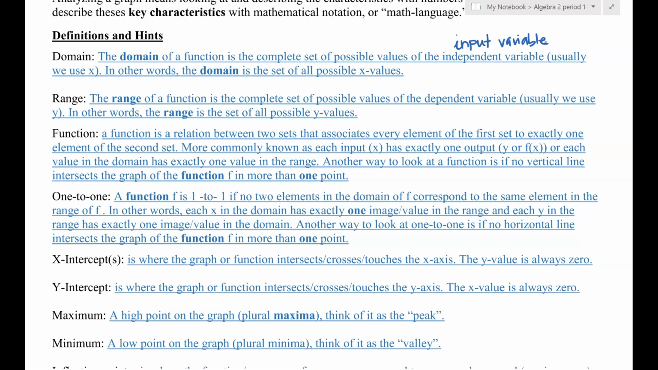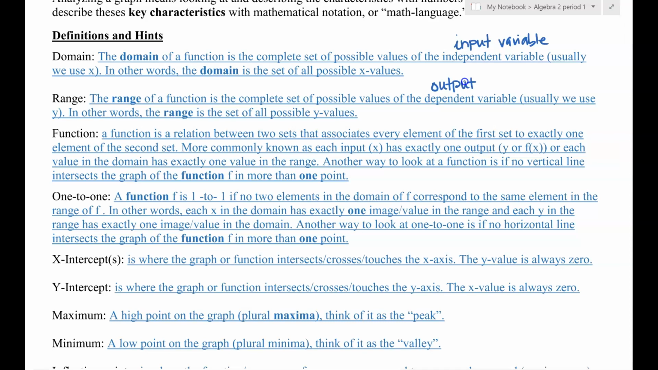The range is very similar, except the range of a function is the complete set of possible values of the dependent variable. In Algebra 1 and Algebra 2, we normally use y. Sometimes we would use the word output. In other words, the range is the set of all possible y values.